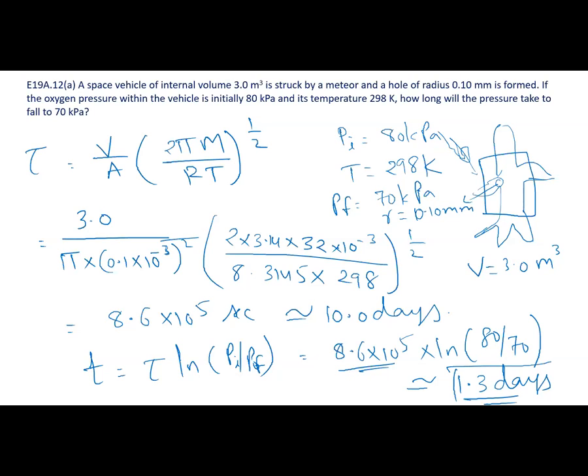So in 1.3 days, the oxygen pressure inside the spacecraft drops from 80 to 70 kilopascal. Obviously, the design of this spacecraft must be sturdy and robust. It should be able to withstand some of these meteorites that might hit the spacecraft during the launch and during its stay in space.